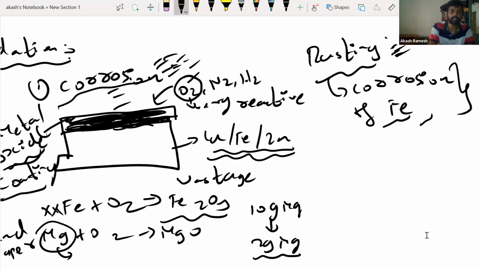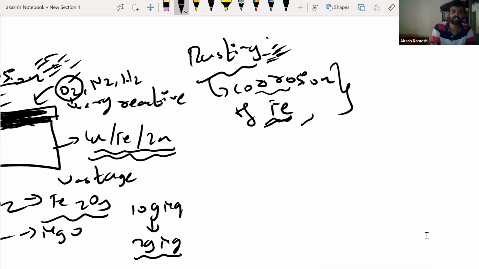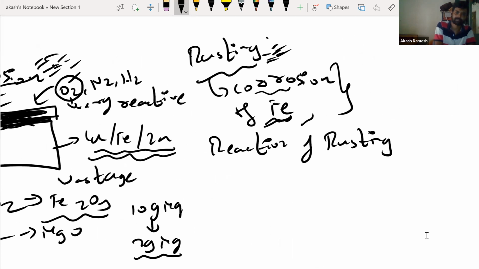And what is corrosion? You are again explaining this. The metal surface is exposed to the atmosphere, and the metal surface and the oxygen will react to form a metal oxide coating on the surface. That is what is called corrosion. A specific form of corrosion, that is, if corrosion happens in iron, that corrosion is what is called rusting. And a very famous question, guys, they will ask you: what is the reaction of rusting? You have to write the reaction, they'll ask you.